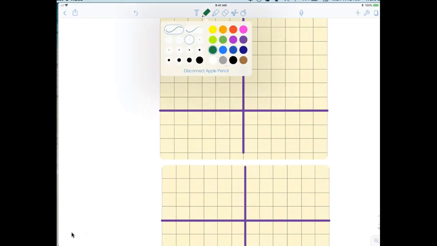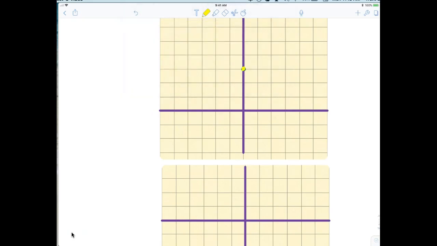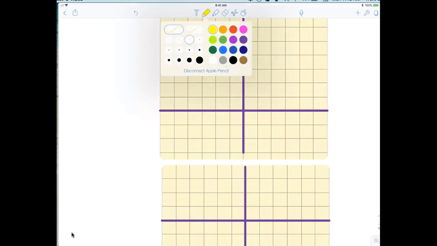I can't really see that, so I'm going to change it. Is that any better? No, not really.